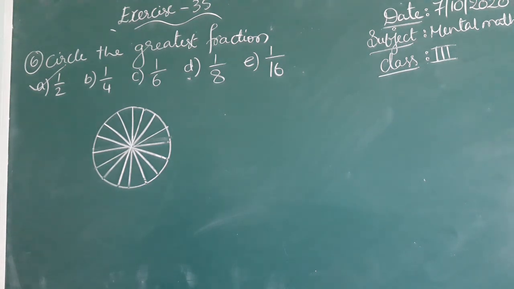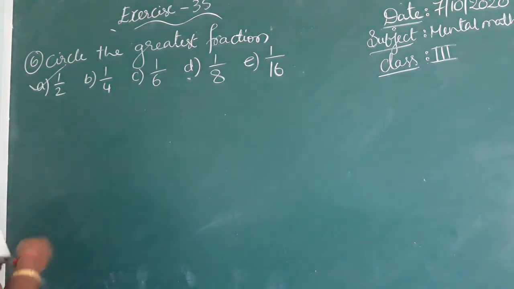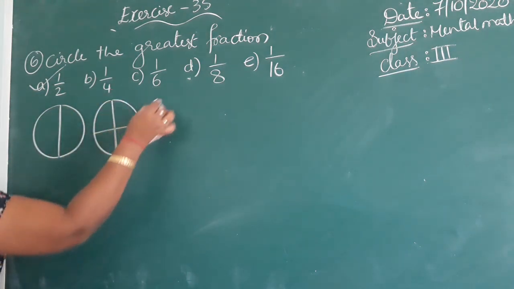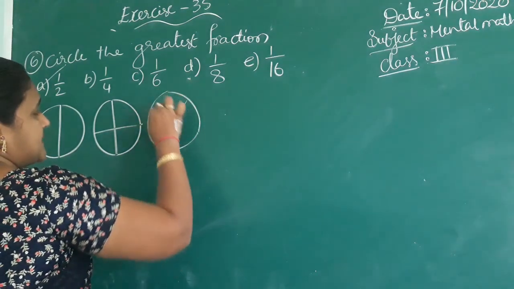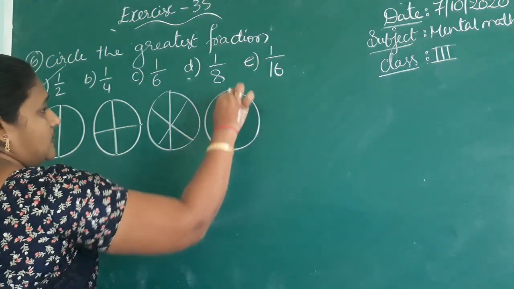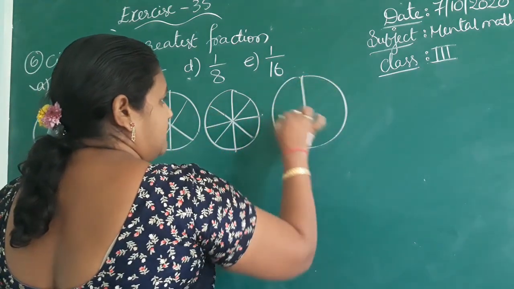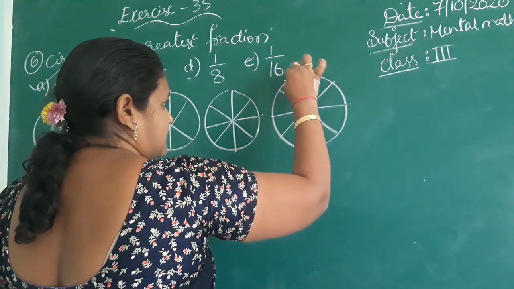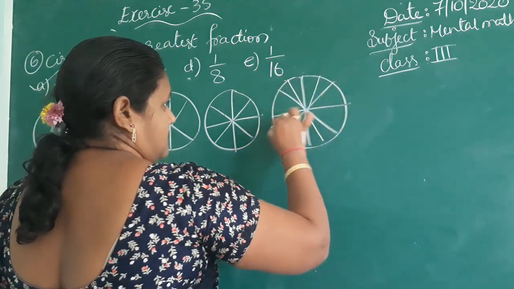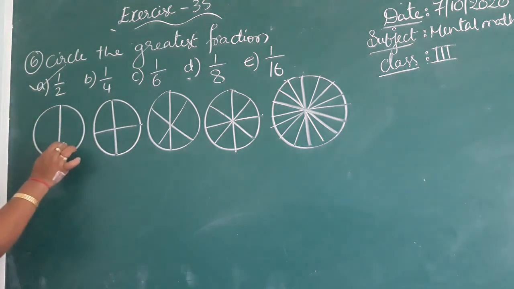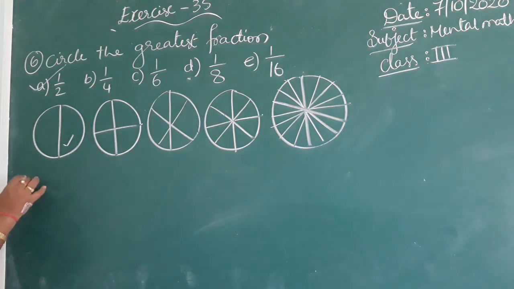So if I divide this greater fraction, see, half means 1 by 2. 1 by 4 means 4 parts. 1 by 6 means 6 parts. 1 by 8 means 8 parts. 1 by 16 means 16 parts. Okay, which one is the more part of this one? So half is the greatest fraction. See the next one.